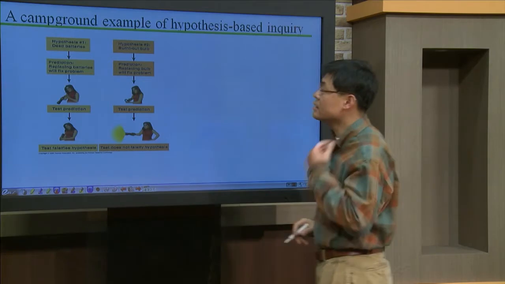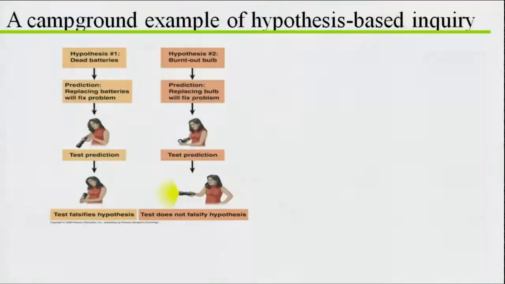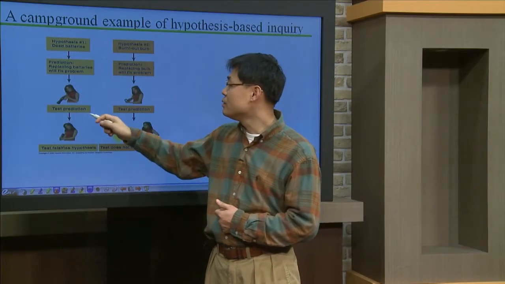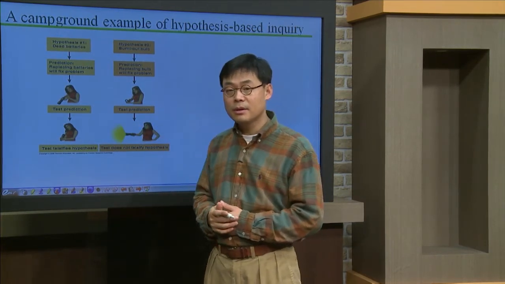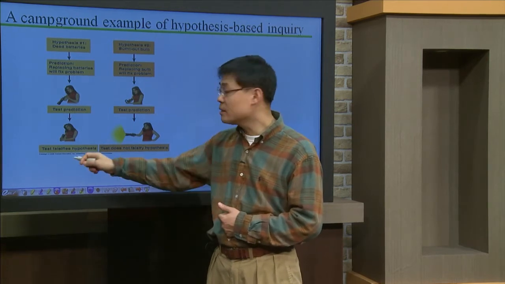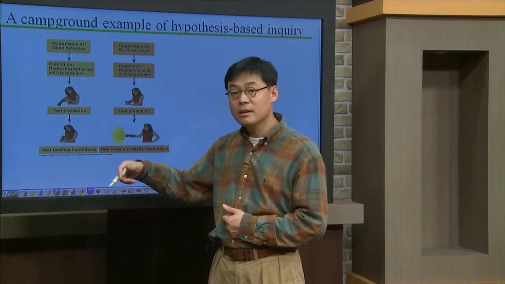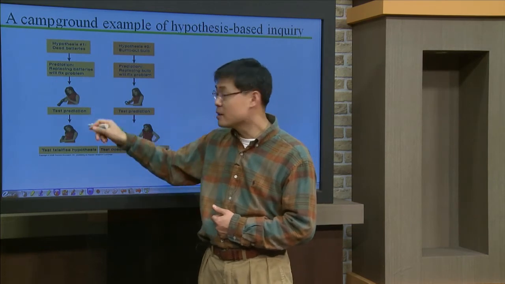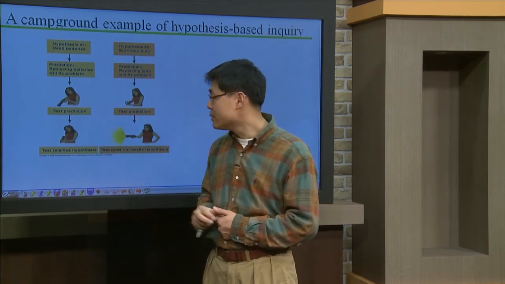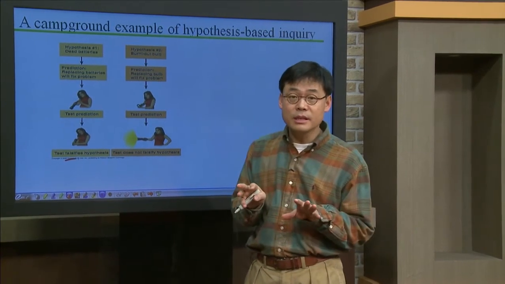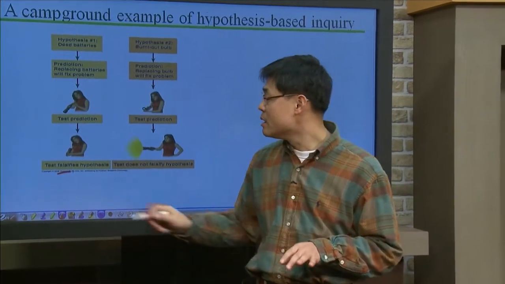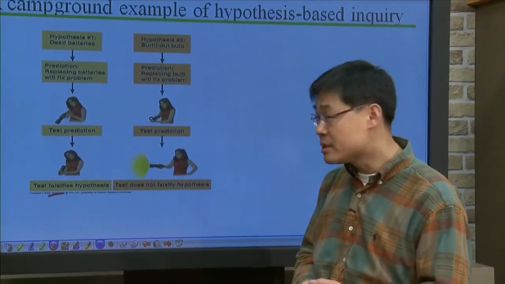So, hypothesis one, dead batteries. The prediction is replacing batteries will fix the problem. So you test the prediction. Okay, you replaced this with brand new batteries, and it still doesn't work. That means this test, replacing the batteries, falsifies the hypothesis. This hypothesis is not good. It's wrong. Okay, it falsifies this hypothesis.